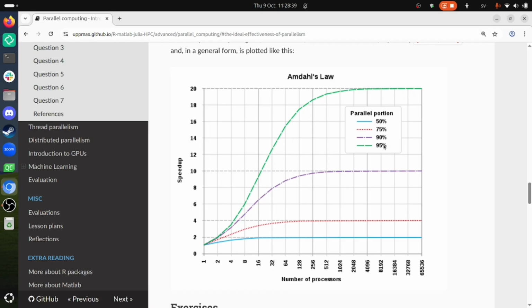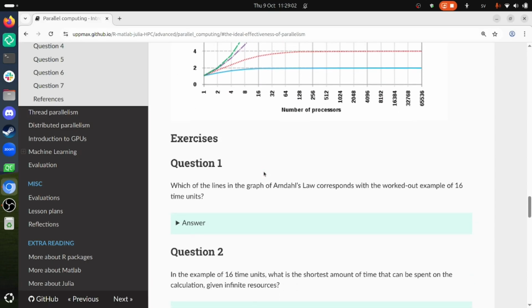So even if you have 95% that can be run in parallel, so that means you can make it 20 times faster. Let's say you aim for 10 times faster, you need around 20 processors already. So you need 20 times more processors to make it 10 times faster. That's somewhat weird.